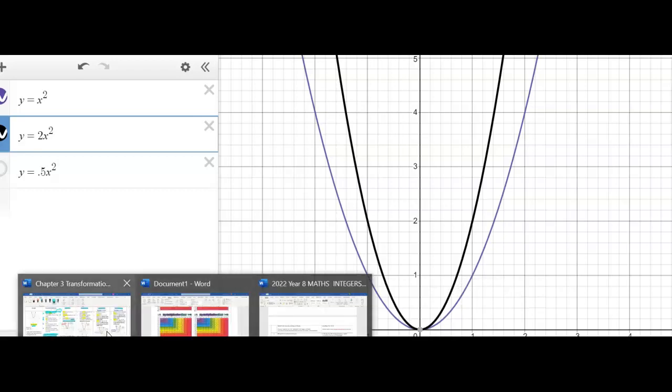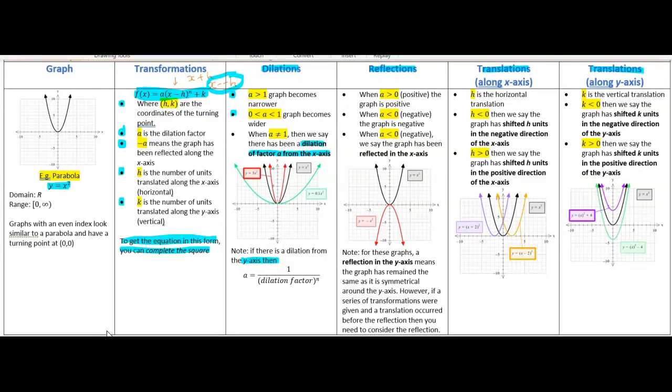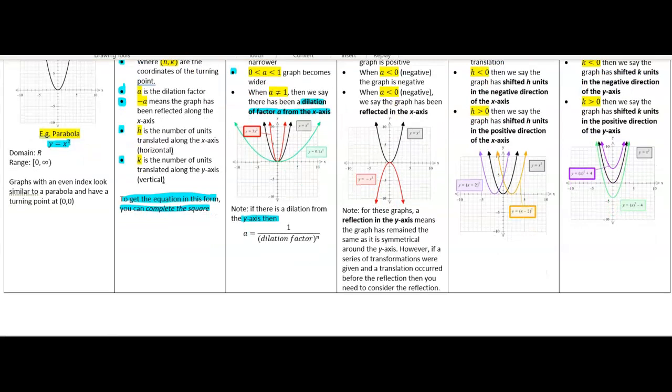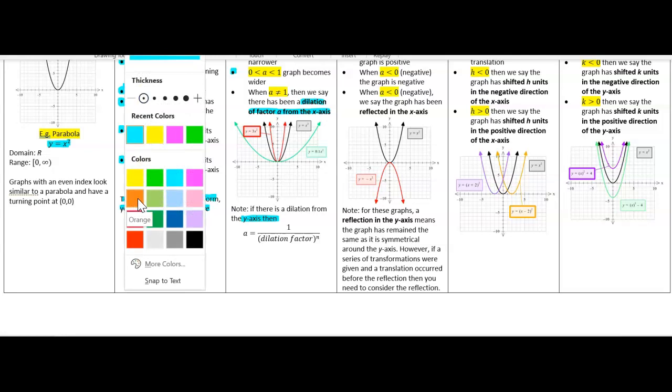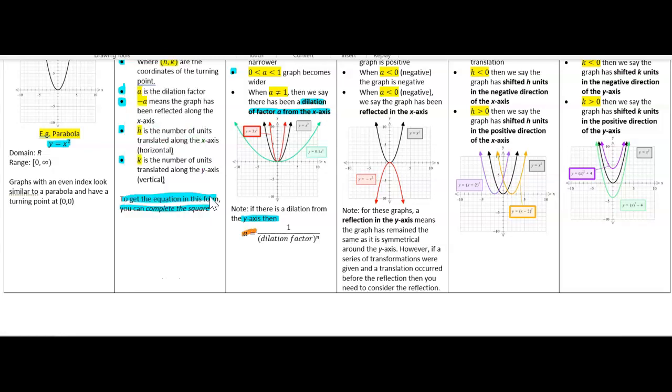All right, going back here. So your formula, I might do that in a different color. I like doing it in orange. Well, orange isn't very bright. Can we still see that okay? So this formula here, let's highlight the whole thing, is what we're going to use to get our dilation factor from the y-axis.